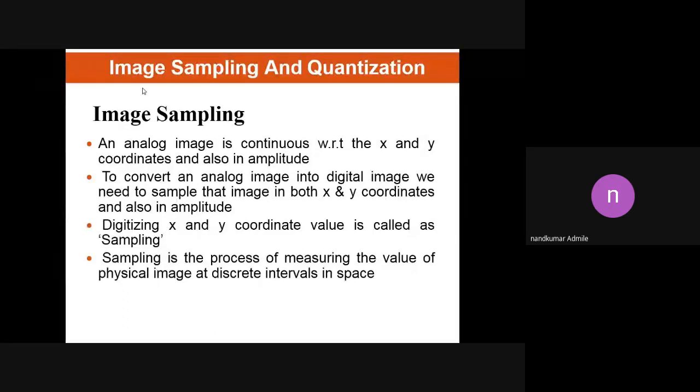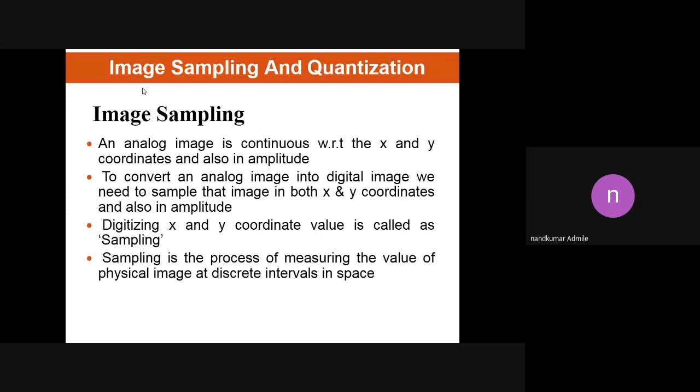As we convert the analog image into the digital image, then and only then can we observe it on our monitor. Why? Because our monitor, that is our desktop, can understand only binary language. It cannot understand analog language. So for our computer and devices to understand the image, we have to convert the analog image into the digital image. In order to do this, we require these two techniques, image sampling and quantization.